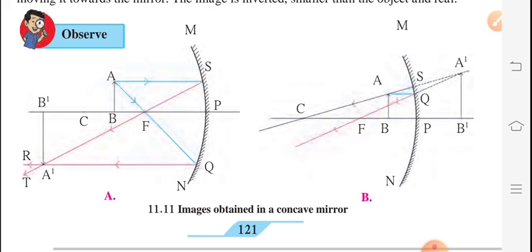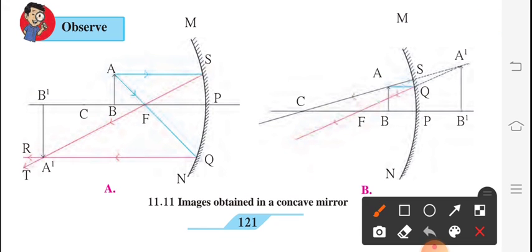You can observe here, we are taking a concave mirror. This is your concave mirror. This is the principal axis. This one is the focus. Here it is the center of curvature. Now suppose AB is the object. If the incident ray passes through the object parallel to the principal axis, then definitely the reflected ray will pass through the focus.